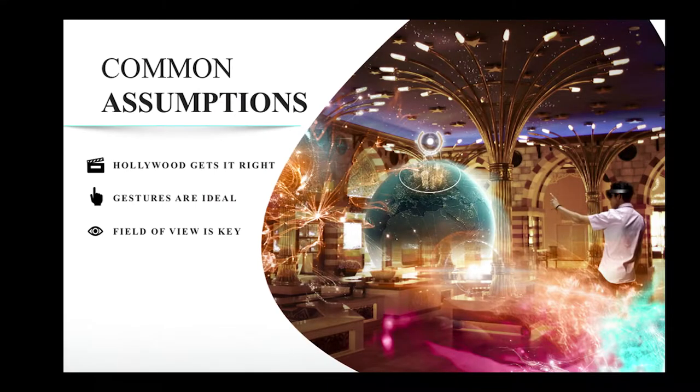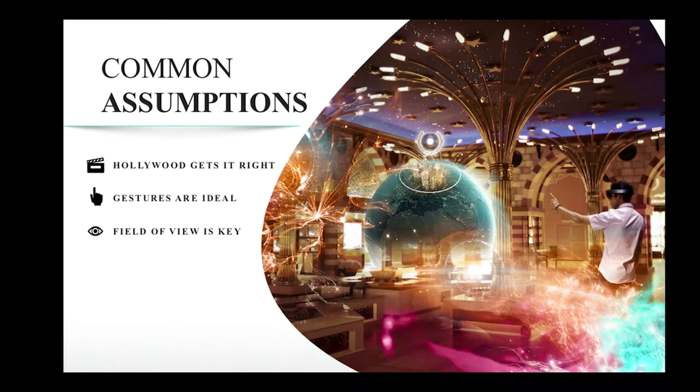So let's talk about some assumptions that a lot of people make when they're designing UX interfaces for augmented reality. First is that Hollywood gets it right. The movies like Iron Man or Minority Report, they look awesome, they look flashy, and it's intuitive that what they've shown us is a good example of what the future of augmented reality interfaces are going to be like. Another assumption is that gestures are ideal. We're manual creatures. We've got five fingers and an opposable thumb. We're used to controlling things with our hands, so it makes intuitive sense that we would control our augmented reality interface with our hands. And finally, that field of view is a really key factor in augmented reality.